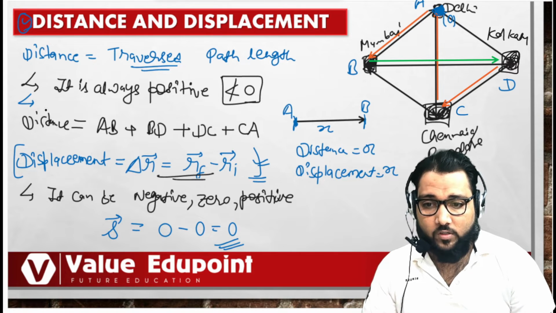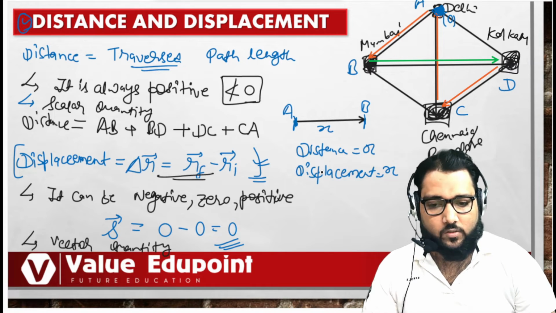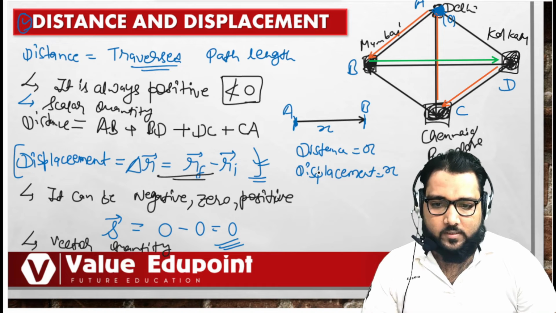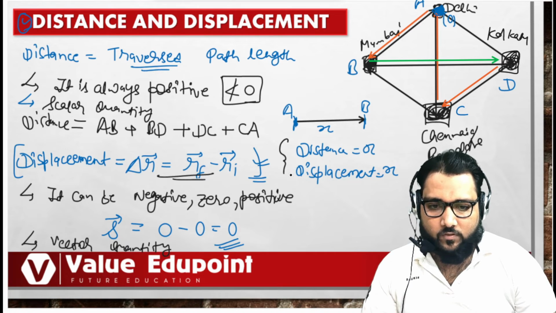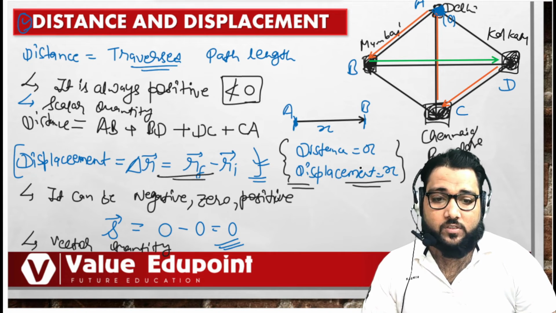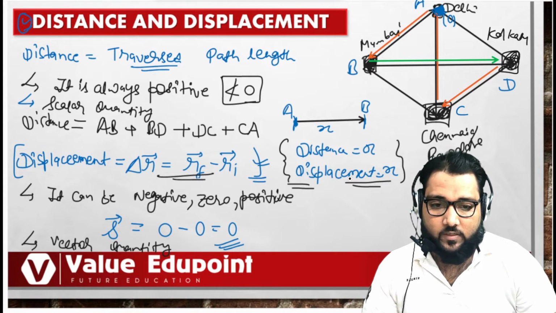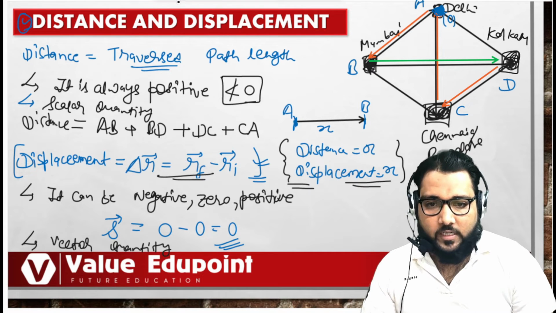And guys, distance is a scalar quantity. Add one point more: the distance is a scalar quantity, and here the displacement is a vector quantity. So to start physics, first of all you should know these scalar and vector quantities. You can attend our lectures for vectors, basic mathematics, that is very important to start physics. Displacement is a vector quantity. In a vector quantity, one is magnitude, the other one is direction. So remember this, guys, very important.